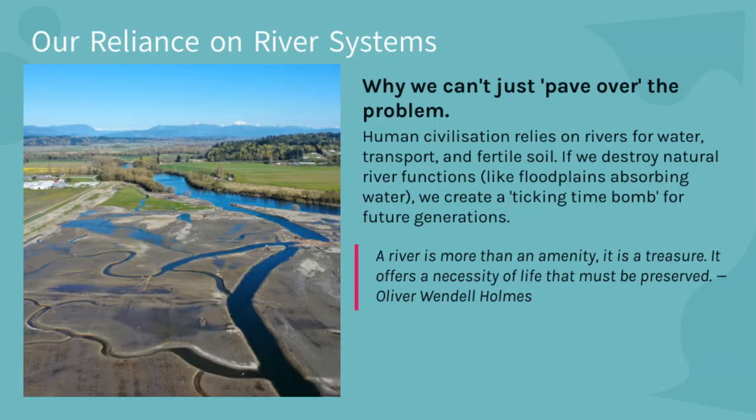Now let's step back and think about why rivers matter. It might be tempting to think that the easiest solution is to control rivers completely. We could build walls, concrete channels, and drains everywhere. But that would create new problems.